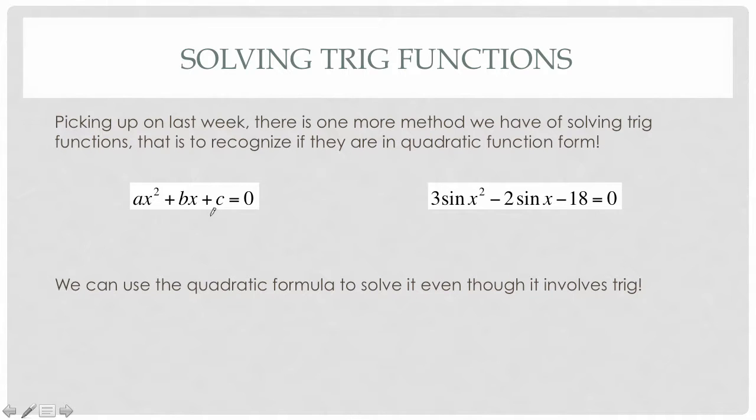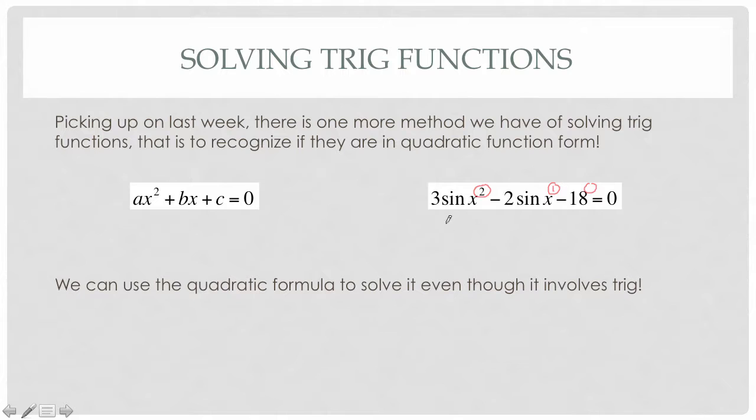So let's take a look at this example. In this equation, I've got 3 times sine x squared, or sine squared of x. That's something squared, minus 2 times the sine of x, minus 18. It may not jump out at you at first, but notice I've got something squared, something to the first power, and then a constant term set up equal to 0.